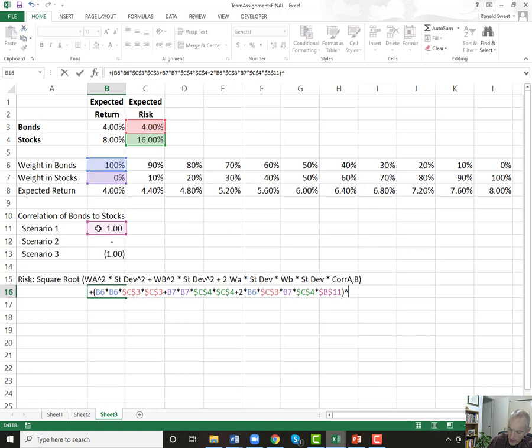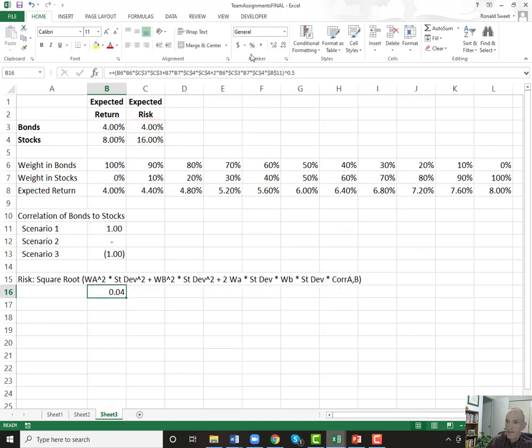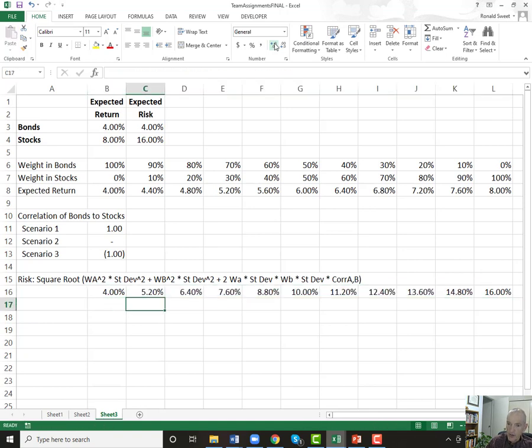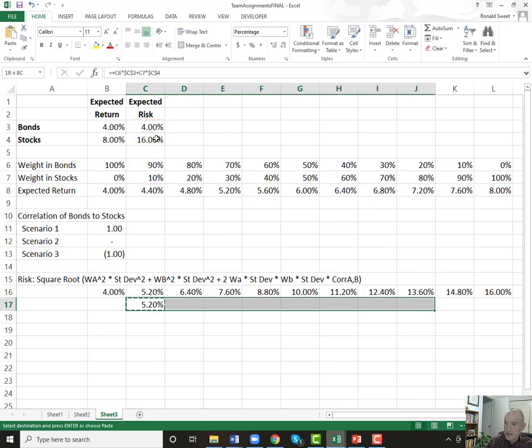We're going to take the square root of that. If I do it right, we better get 4%. And if we go to 100% in stocks, we should get 16%. The question is whether I do it right in between. And in between, what you'll notice is if I just take 90% times 4% plus 10% times 16%, I get 5.2. I get the exact same numbers.